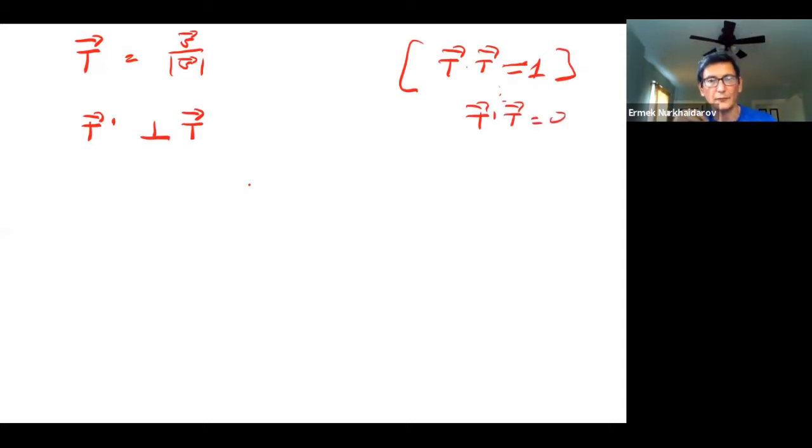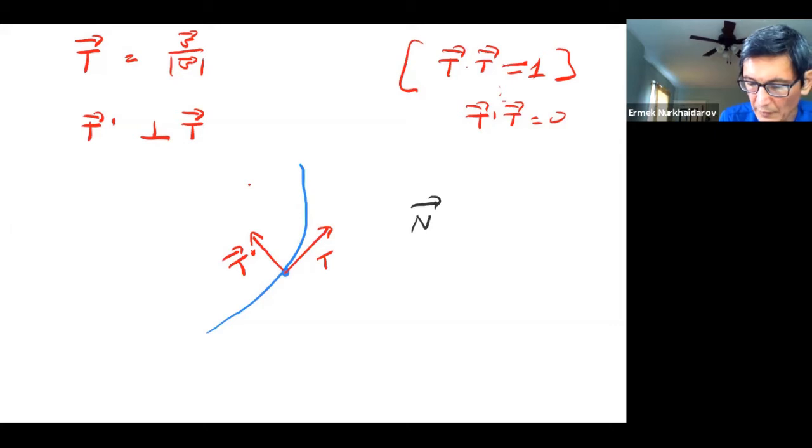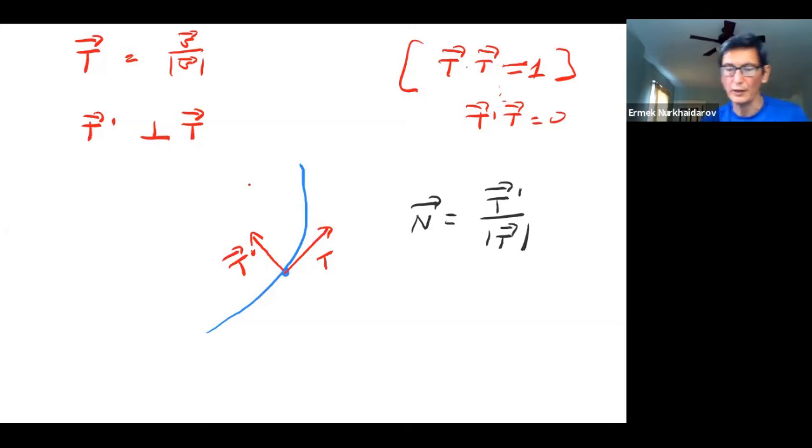Okay, so that's perpendicular. Let me try to draw a picture of what is going on. We have our curve. Then we pick a point on the curve. Then we draw our vector T. Then we draw T prime, which is going to be perpendicular to it. What we'll do is take a unit vector in the direction of T prime, and we're going to call it the normal vector, the basic normal vector. It's essentially your T prime, only you want it to be unit.